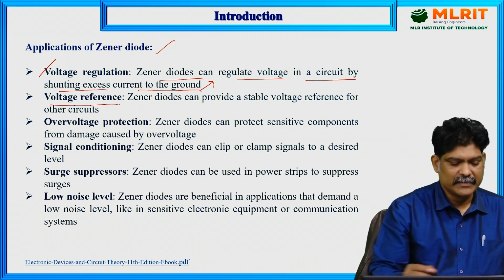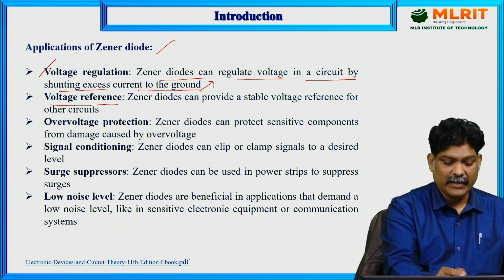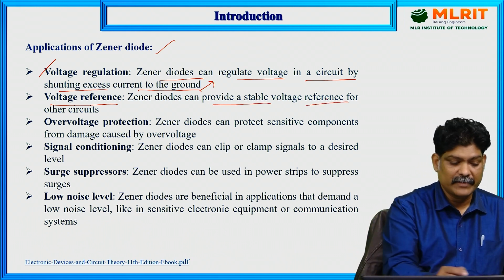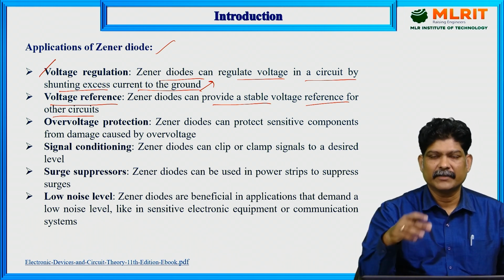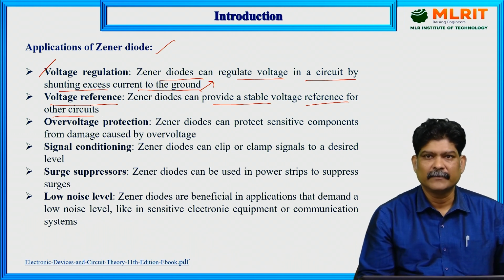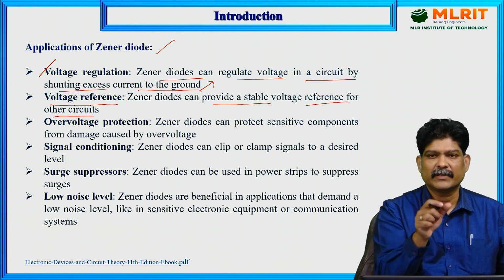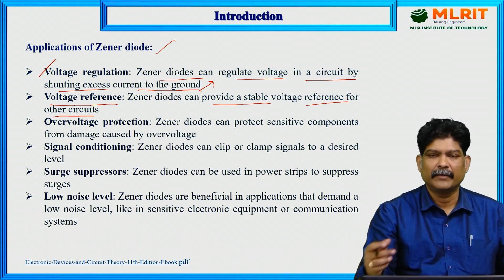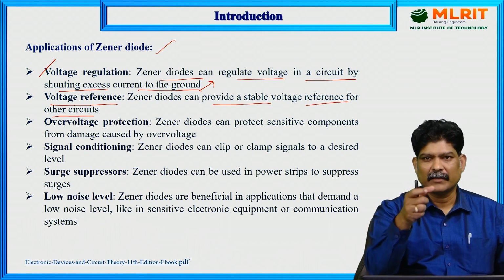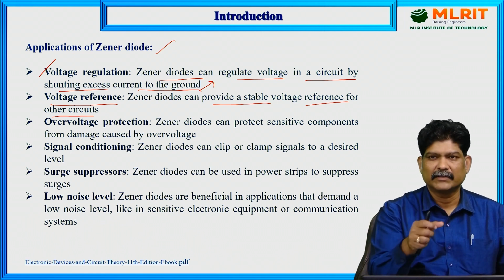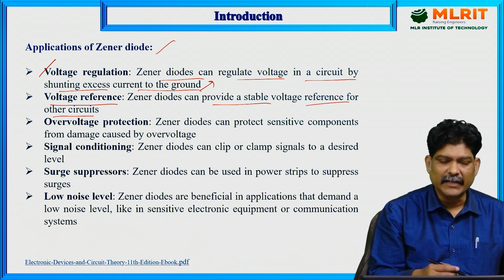Voltage reference. Zener diodes can provide a stable voltage reference for other circuits. In some integrated circuits, different kinds of circuits are there, and for specific applications, specific circuits are designed. They must be integrated, so in such a case we have to refer to a particular circuit voltage, and we can use Zener diodes.